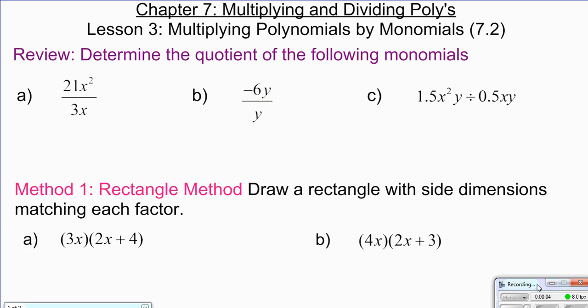All right, lesson 3 for chapter 7, multiplying and dividing polynomials. In the first lesson, we looked at multiplying monomials together, monomial by monomial. In the second lesson, we looked at dividing monomials by monomials. Now we're going to start incorporating larger polynomials. So we're going to look at a monomial times a polynomial to start.